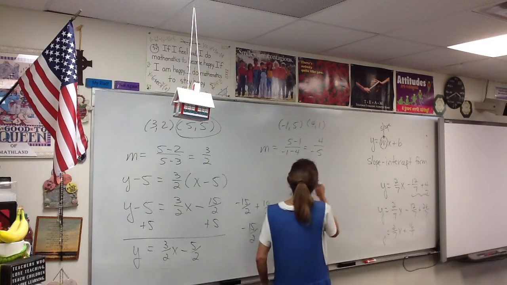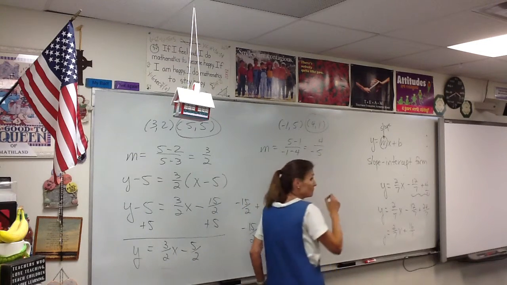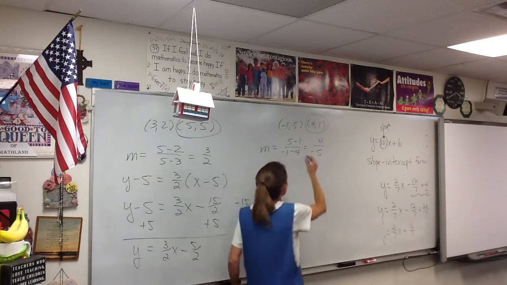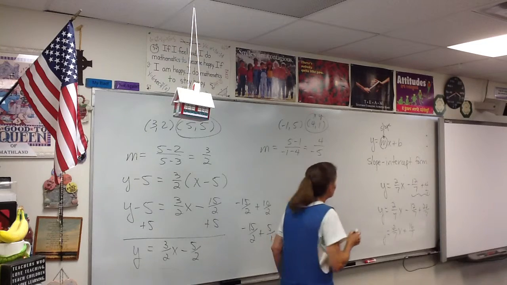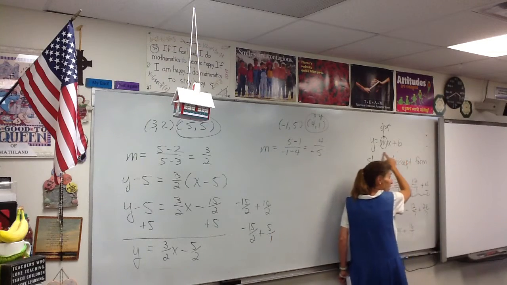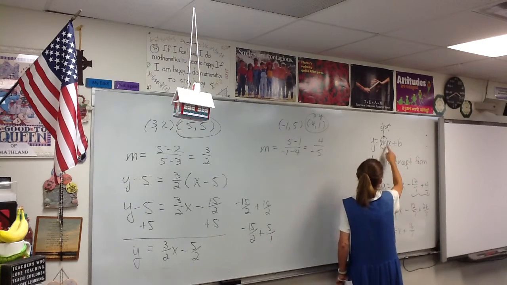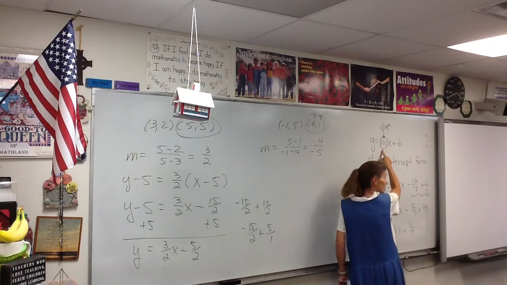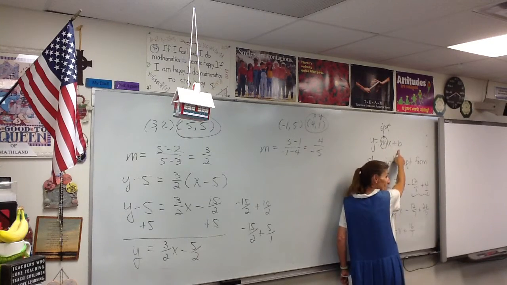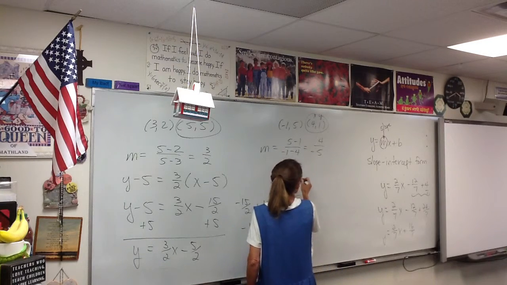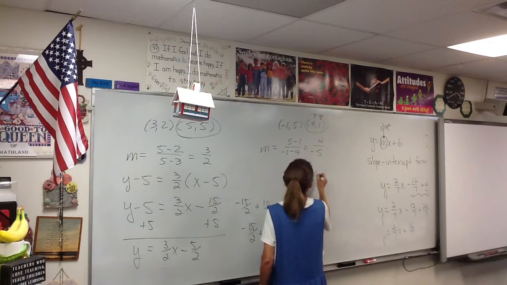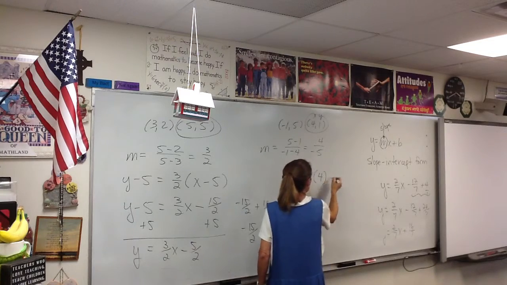So we're gonna pick a point. I'll just pick that one. And that becomes actually your x and your y. So in your equation now, we have our x, we have our y, and we figured out our m. So the only thing we don't have is b. So we're gonna figure out what that is. So 1 equals negative 4/5 times 4 plus b.